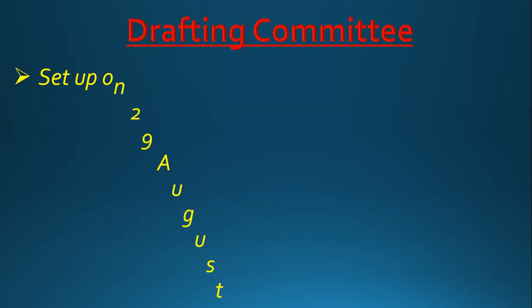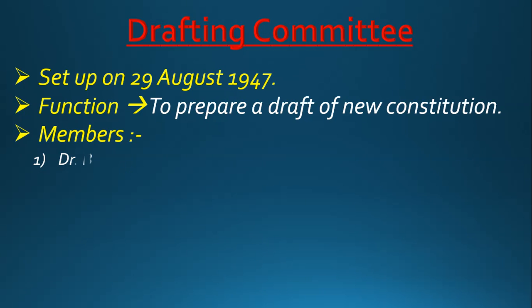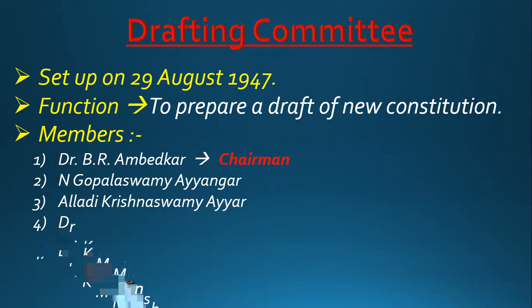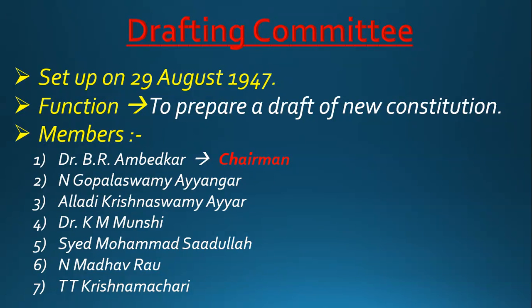So friends, the drafting committee was set up on 29th of August 1947. Okay, so it was set up or established on 29th of August 1947. Now what was the function of this drafting committee? The function of this drafting committee was to prepare a draft of the new constitution. A new constitution was to be made, meaning the constitution of India was to be made. So the work or the function of this drafting committee was to prepare a draft for that constitution.